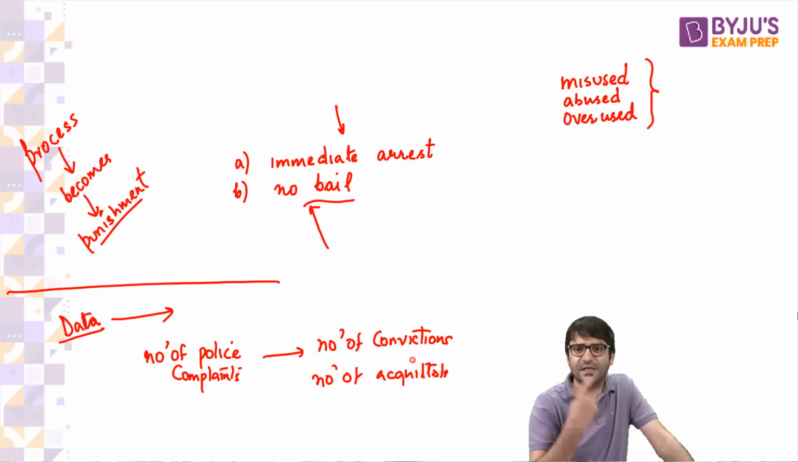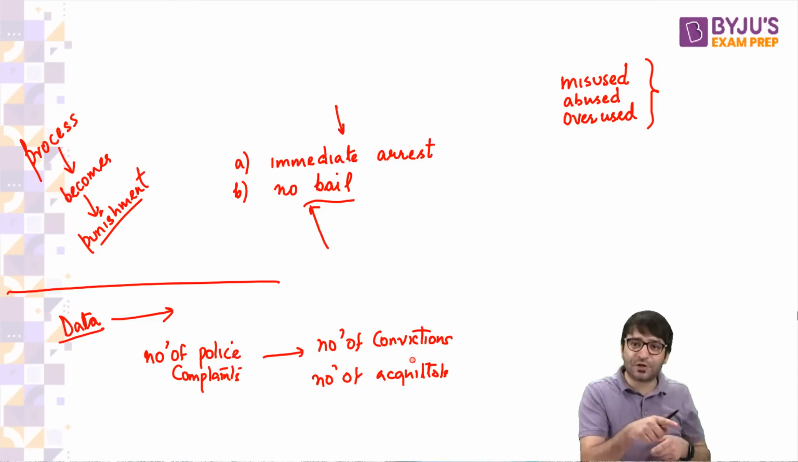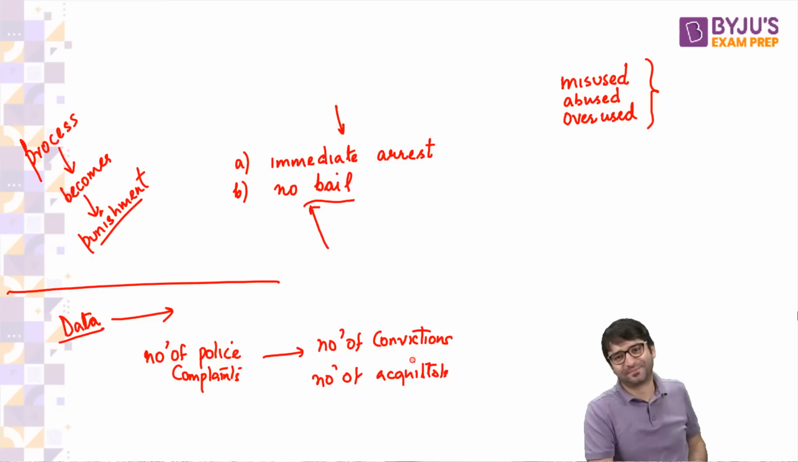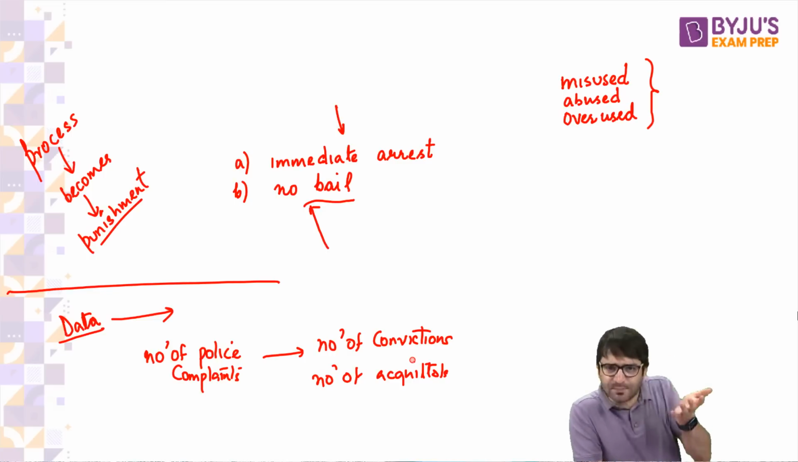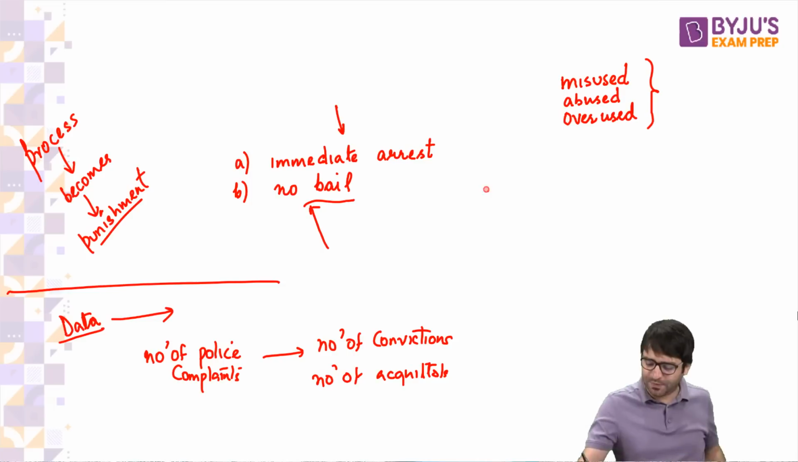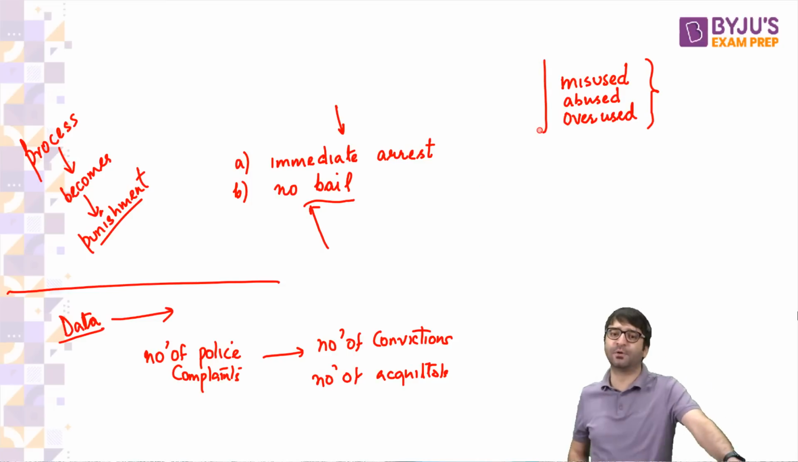So the percentage is less than 3. That means how many people got acquitted? Sir, more than 90%. Which means more than 90% of the cases were false. That was the assumption of the court, that more than 90% cases were false, which means that the law is being misused, overused, abused, hyperused.